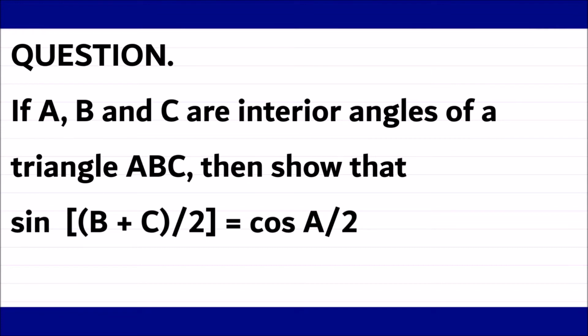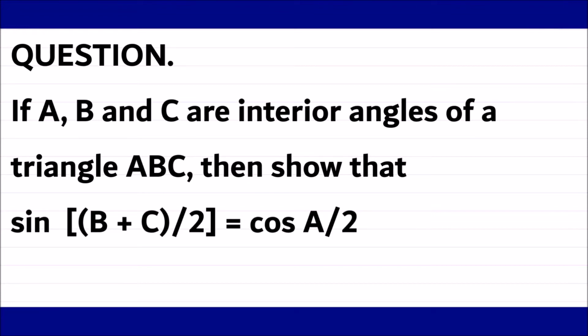It looks like this question is a very simple and very easy one, but we need to try to understand how we are going to prove that sine (B plus C) upon 2 is equal to cos A by 2. Now let us look at the question. It is given that angles A, B and C are interior angles of a triangle ABC.